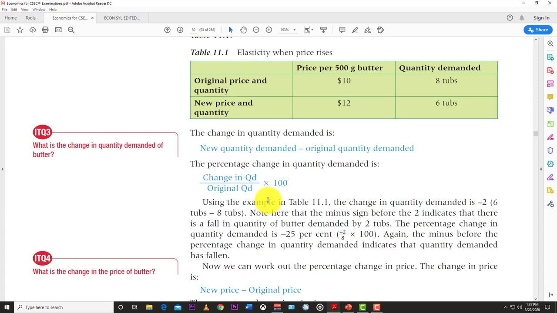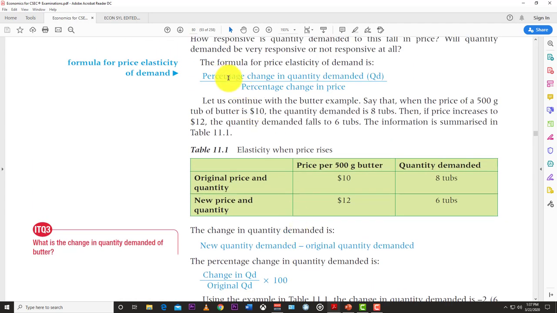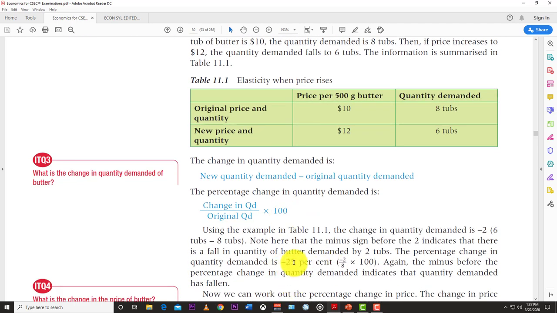So how did you find that? To find the percentage change in quantity demanded, you put the 2 over the 8 times 100. You want to see what the percentage change was as it relates to the quantity demanded. So it's 2 over 8 times 100, and that gives you 25%. So now we found the first part of the formula, the percentage change in quantity demanded, which is 25%.